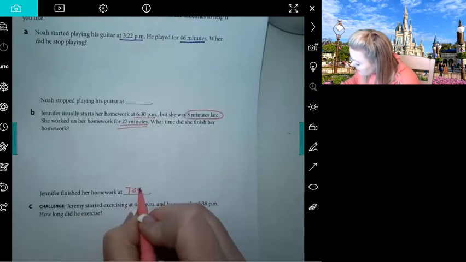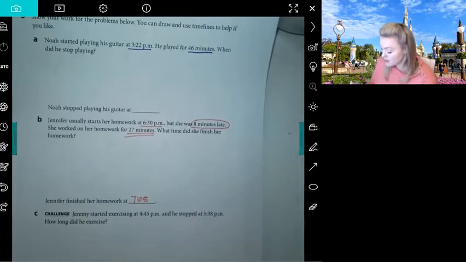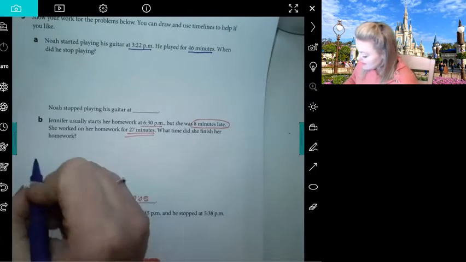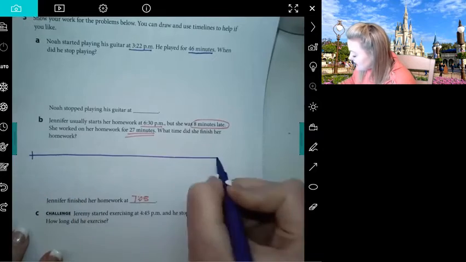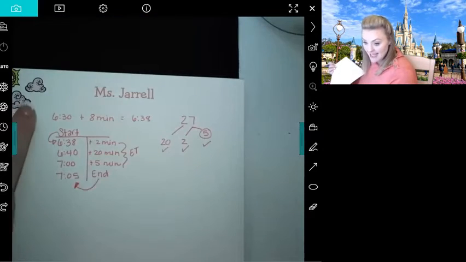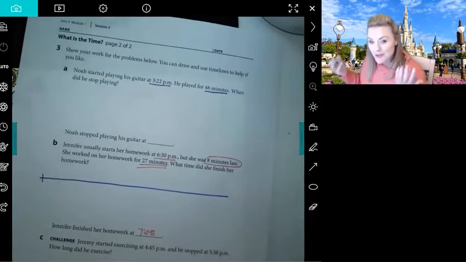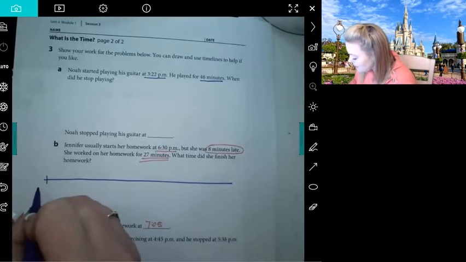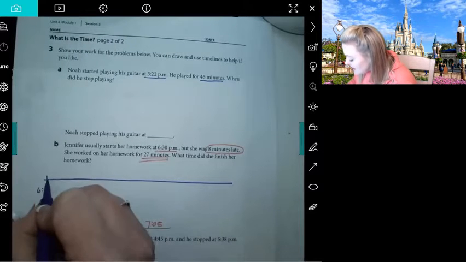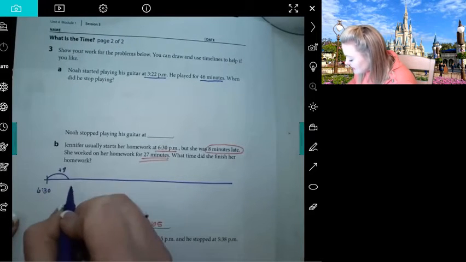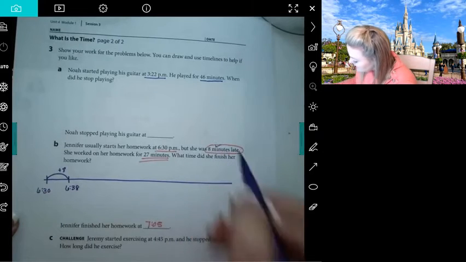So on my workbook page, I'm actually going to show you a timeline. I'm going to start this timeline at 6:30, because that's the first thing that I did here: I had to add that 8 minutes. You could do that quickly in your head. I'm just going to show you how it looks on paper. 6:30 plus 8, that would be 6:38. So I did that one.